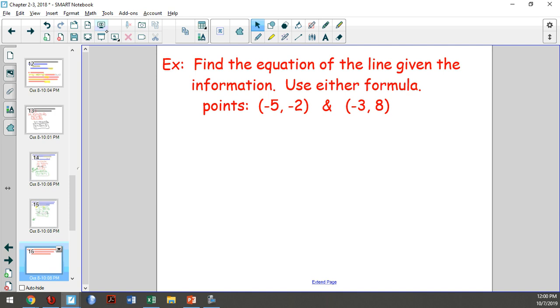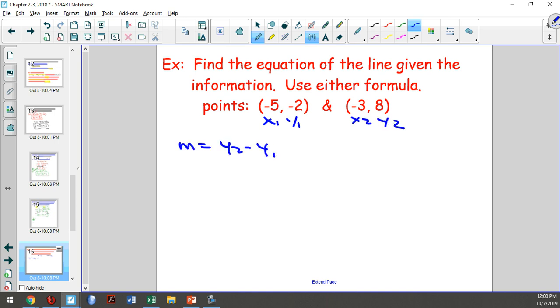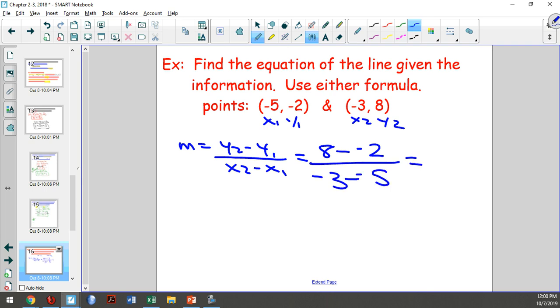Absolutely. So all you have to do is the algebraic definition and find the slope. So step 1, how do we do that? x1, y1, x2, y2. So slope is going to be y2 minus y1 over x2 minus x1. y2 is 8 minus a negative 2, negative 3 minus a negative 5. A double negative creates a positive. 8 plus 2 is 10. Double negative creates a positive. Negative 3 plus 5 is 2. And what is my slope?